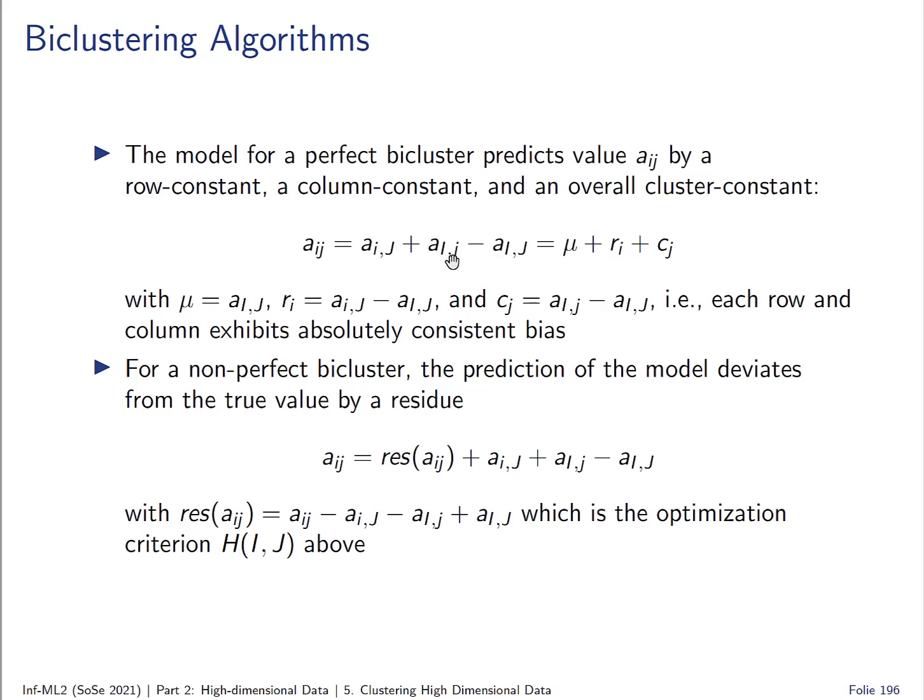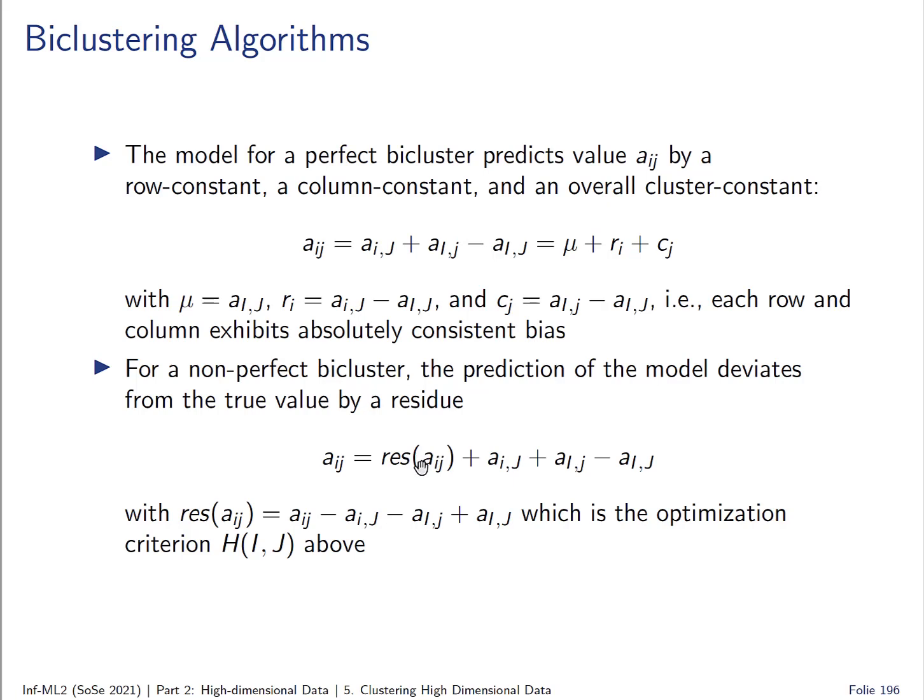In a perfect bicluster, each row and each column exhibits an absolutely consistent bias, and then we can predict the value at each row and column in the submatrix by these terms. For a non-perfect bicluster, however, the prediction of the model deviates a little from the true value by some residue, some bias here.